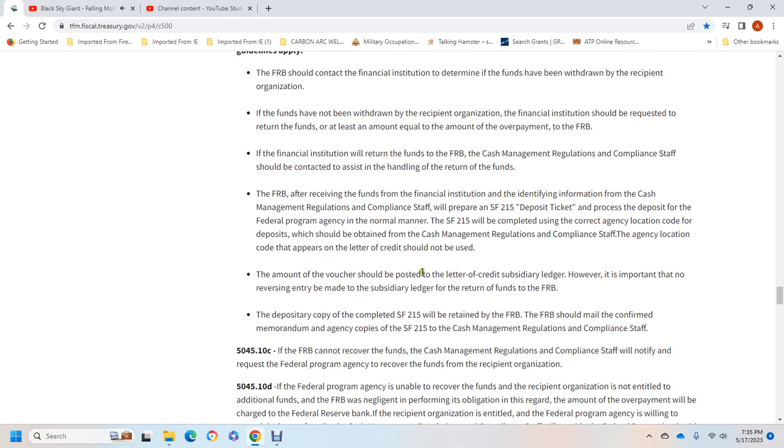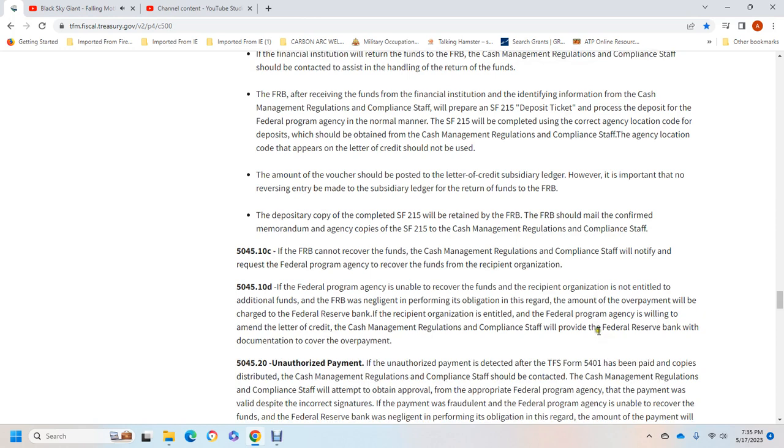The amount of the voucher should be posted on the letter of credit subsidiary ledger. However, it is important not to revise the entry made on the subsidiary ledger for returned funds of the Federal Reserve Bank. The depository copy of Standard Form 215 will pertain to the Federal Reserve Bank. The Federal Reserve Bank should be notified with the confirmed memorandum, agency Standard Form 215, from the cash management regulation compliance staff.